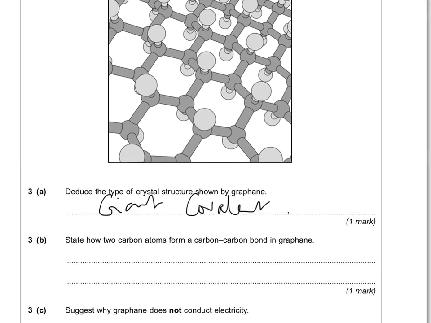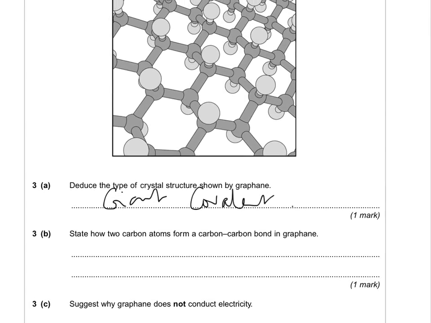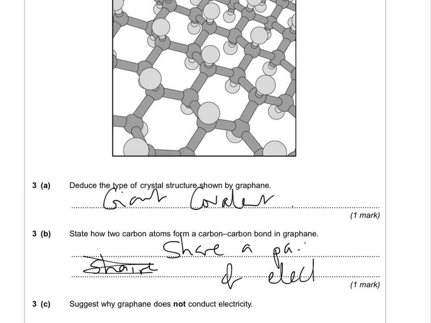And then it says, state how 2 carbon atoms form a carbon-carbon bond, how they're joined in graphene. So that's they share a pair of electrons. So not just share electrons or share 2 electrons, because they share a pair of electrons. The word pair is really important.